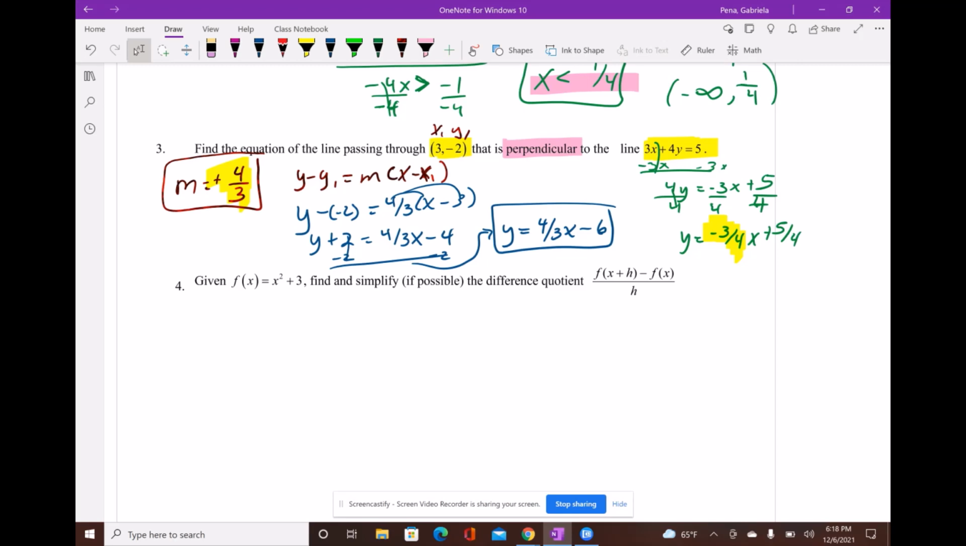Now, number 4 is one of the questions that most of you missed on your actual test when we covered this section. You're finding the difference quotient. We need to do one part at a time. So we're going to do that f of x plus h. What does it mean when you see f of x plus h? I have to substitute what for what?